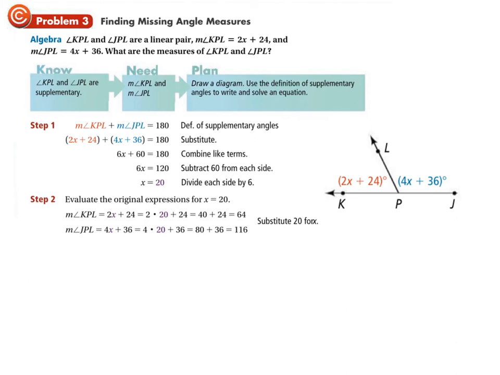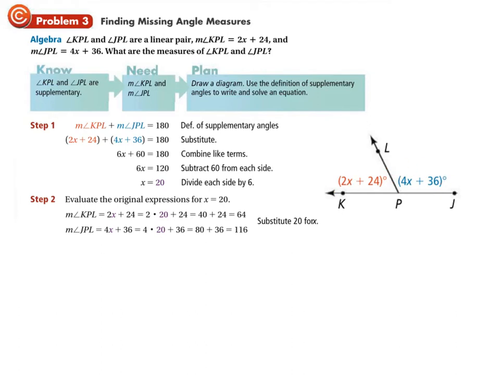So we're finding missing angle measures based on the information that we know. What do we know? Okay, we know that angle KPL and angle JPL are a linear pair. So what do we know they sum to? They sum to 180. Okay, and we have an expression for each one. We have an expression for angle KPL of 2x plus 24, and we have an expression for the measure of angle JPL, which is 4x plus 36.